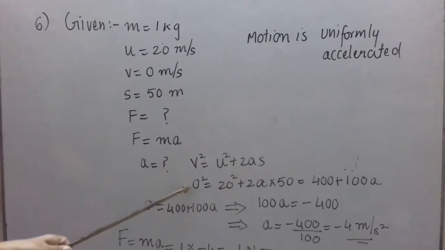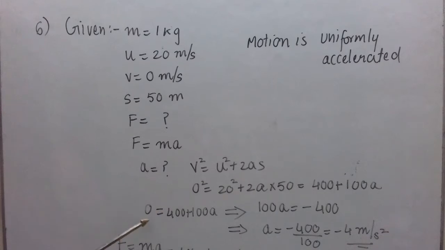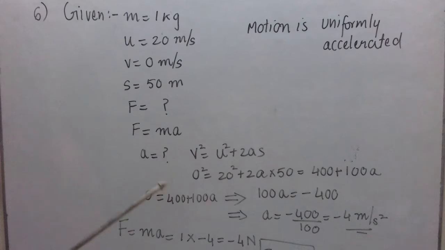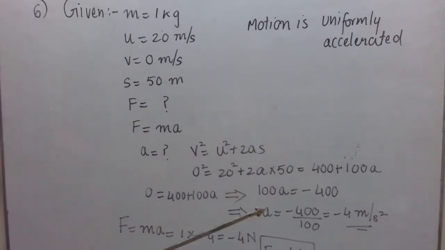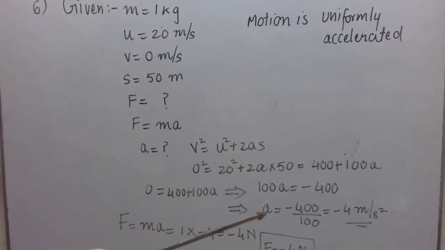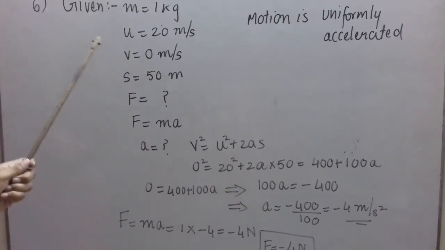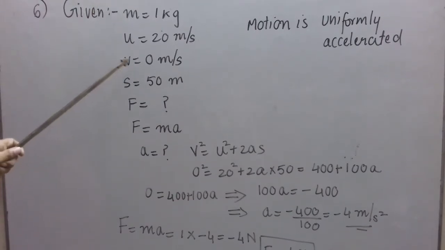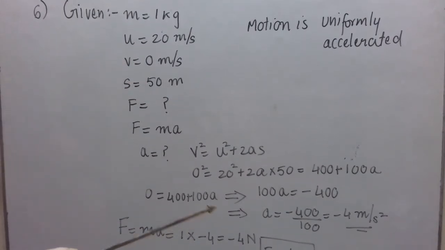Putting the values of V, U, S, and A we have to find out, we get 0 is equal to 400 plus 100A. So taking 400 on the other side, we get 100A is equal to minus 400. So we can calculate the value of A to be equal to minus 4 meter per second square. Acceleration is negative, so it is a case of retardation, and that was quite obvious because the stone stops ultimately. So it is a retarding case.